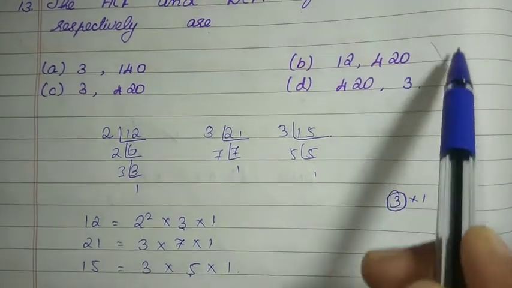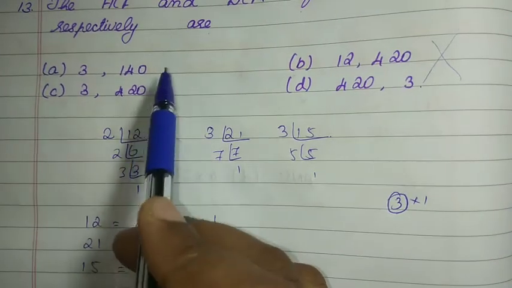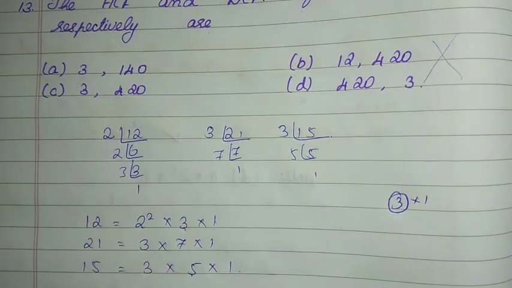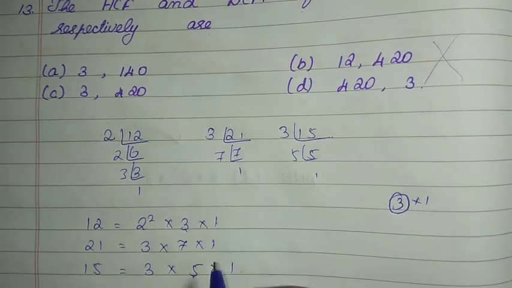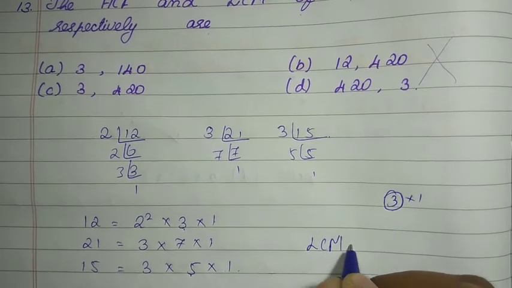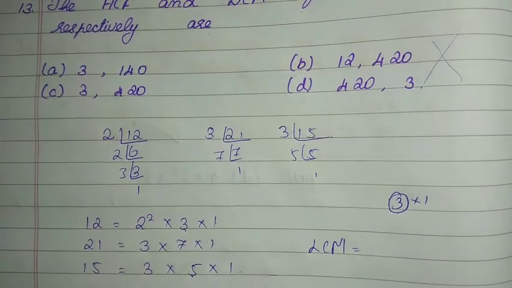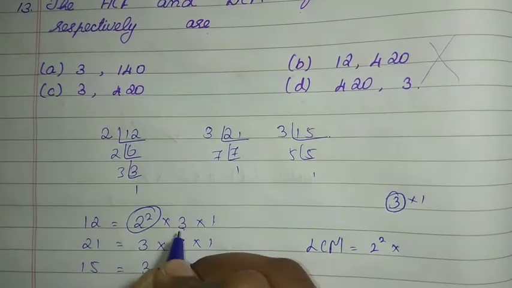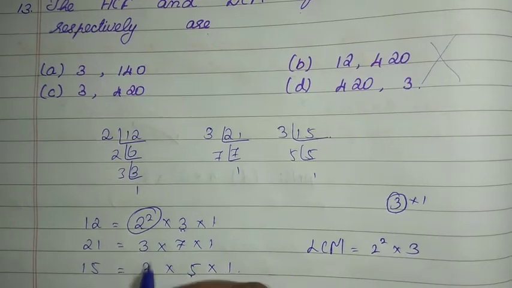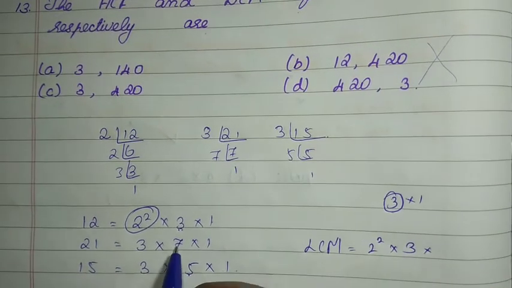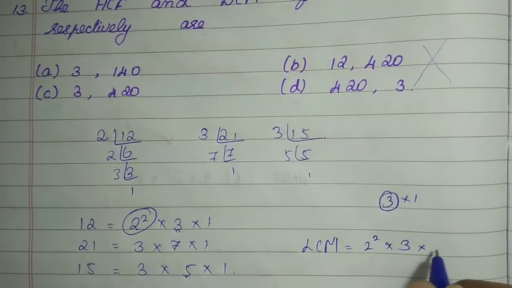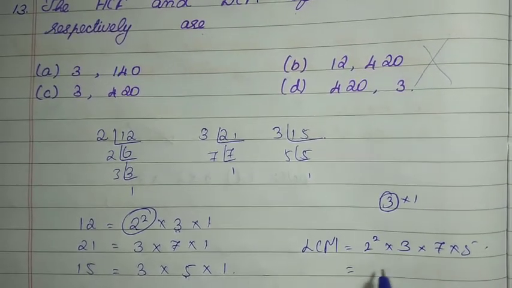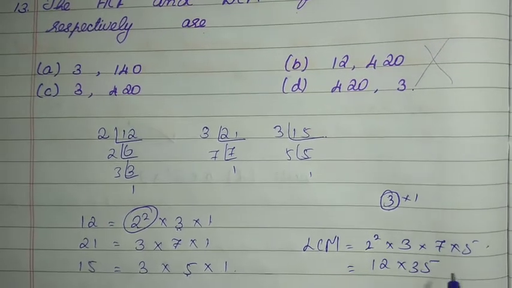So I can just reject these two options. In these two, any one only will be there. So it should be either A or C. So next let me check for LCM. So how will I check the LCM? I will be taking the highest power. Yes. So here 2 square into 3. I took 3 once, so no need to take it again and again. So next it is 7 and 5. So 7 into 5. So I will have 4 3s are 12 into 35.